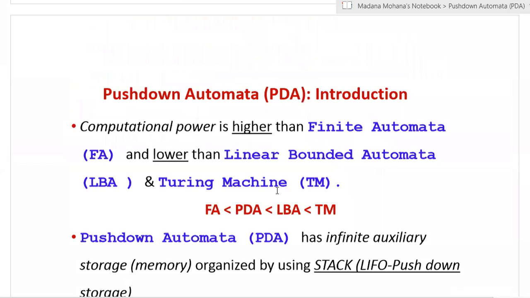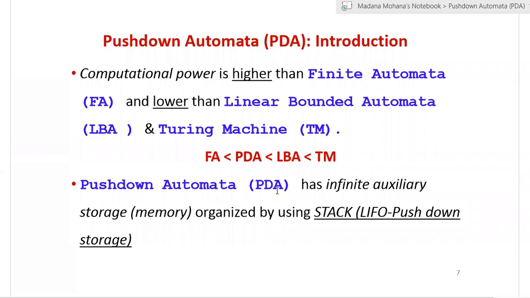Then see the computational power of pushdown automata. As per Chomsky hierarchy, you can see the computational power is listed in increasing order. Type 3, that is finite automata, has the least computational power, then type 2, type 1, type 0. So finite automata is a type 3 acceptor, pushdown automata is a type 2 acceptor, linear bounded automaton is a type 1 acceptor, whereas Turing machine is a type 0 acceptor as per Chomsky hierarchy. Turing machine has the highest computational power compared to the previous 3 models.